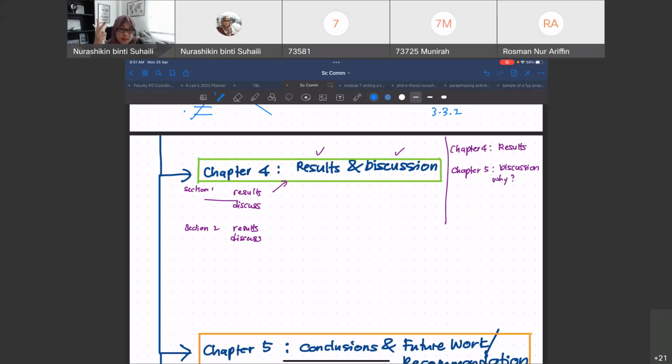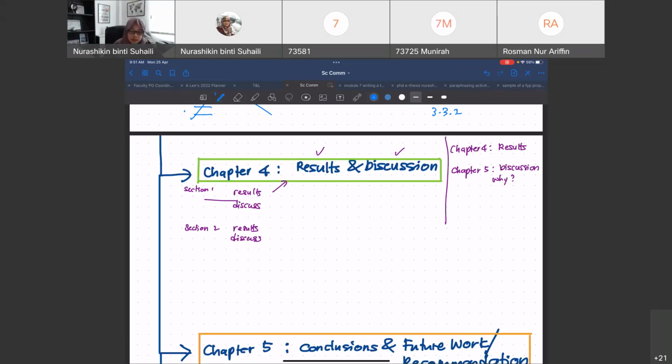Okay, so what is this topic all about? You should have two things, okay? Results and discussion. But the common mistake that students make is they just put the results and there's no discussion. That is what students always do. Okay, so what kind of result? Because sometimes you are just overwhelmed with the results. You just say this and this and this, but you forgot to discuss.